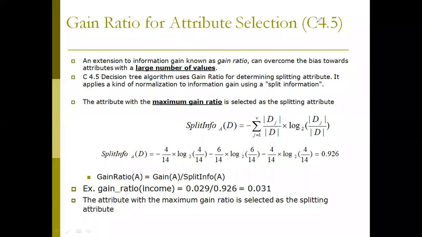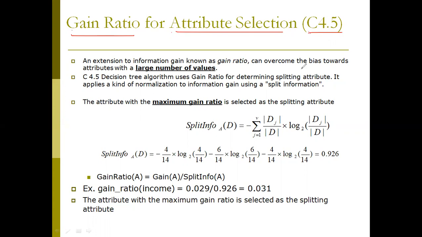Let us see what a gain ratio is. Gain ratio is used for selecting the attribute among multiple attributes of a data set, right? It is used in the C4.5 decision tree algorithm. This gain ratio is used in the C4.5 decision tree algorithm.